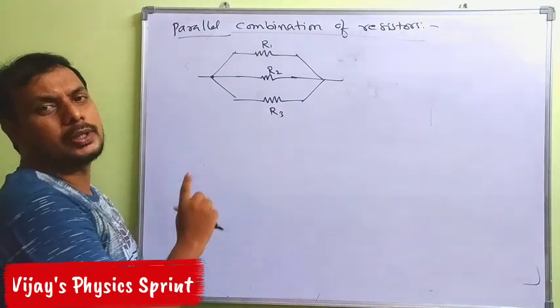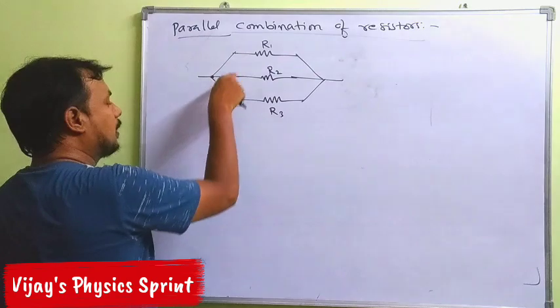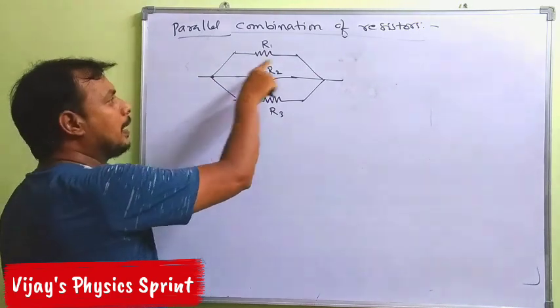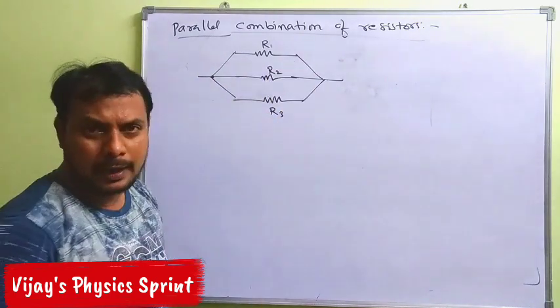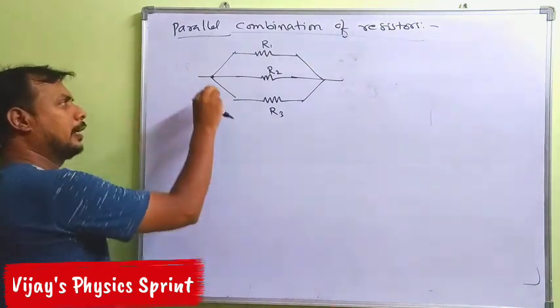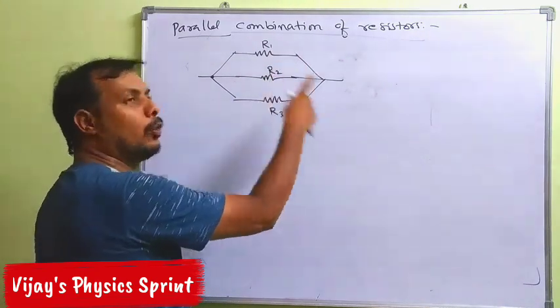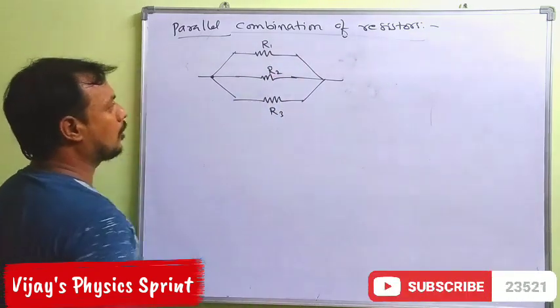In series combination, we took the second end and connected it to the first end, going on like that. Here, all first ends are added to one common point, and all second ends are added to another common point. That is known as parallel combination. All the first ends are connected to one common point and all the second ends of all the resistors are connected to one more common point, that is called parallel combination.